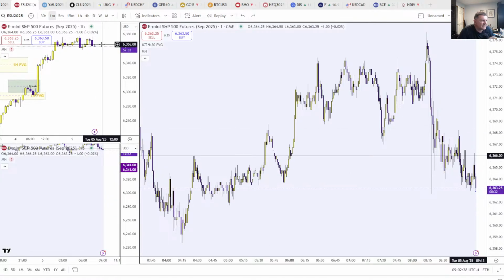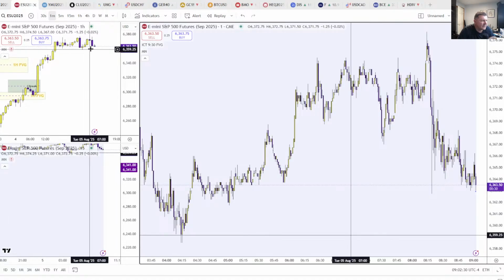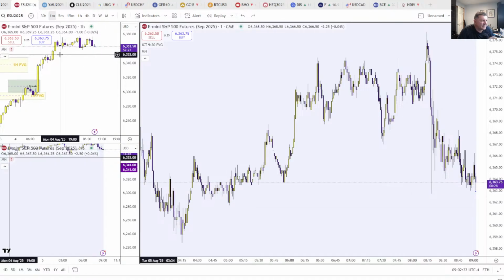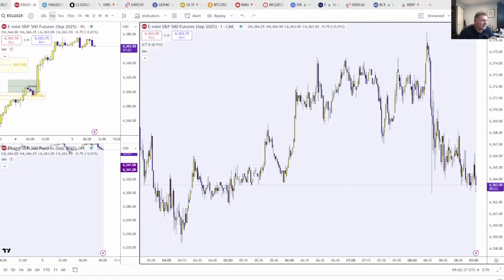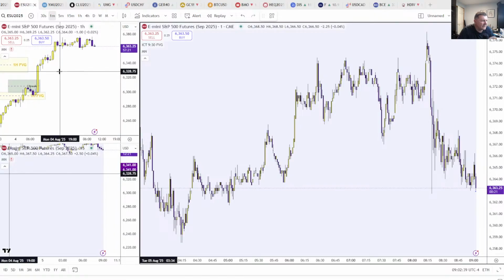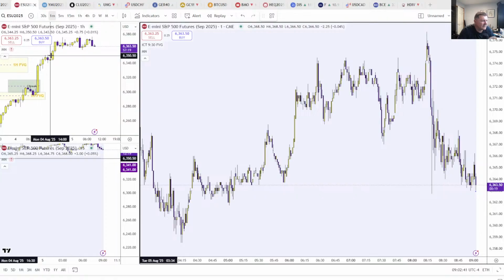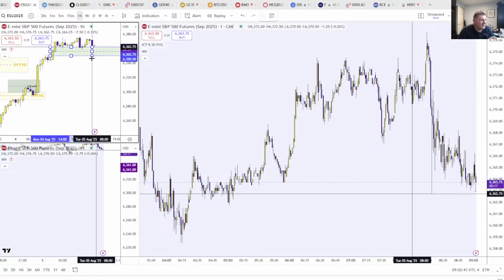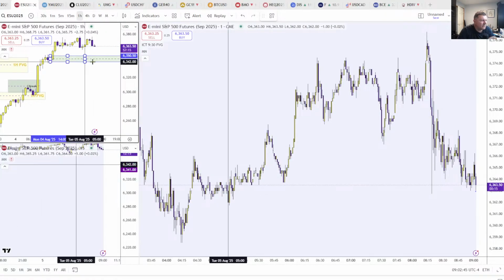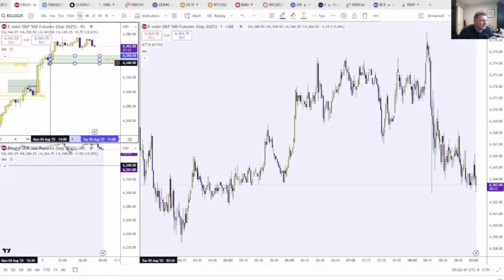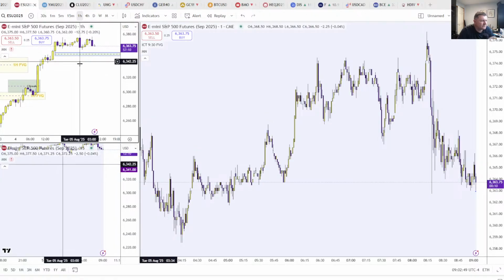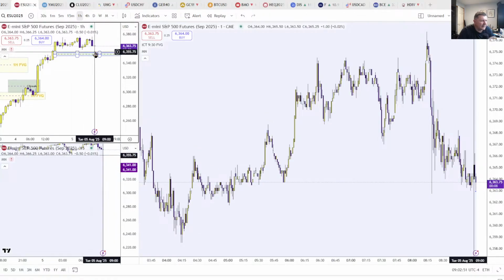Already through this level, so we're going lower on ES. Looking for this downside objective here now in ES. ES is already giving you the little indication it wants to go lower. So that will be the next downside target.